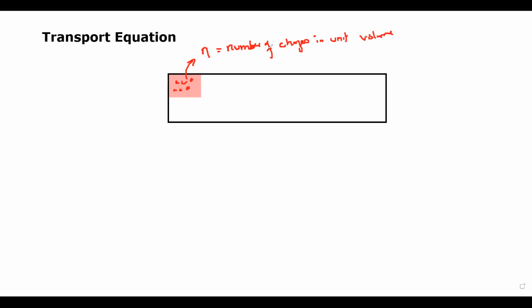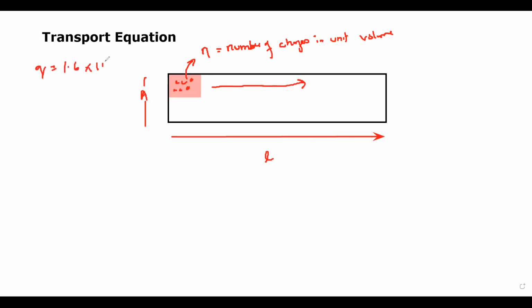So the number of charges in a unit volume is denoted by N. The length through which these charges are moving, we call L. The cross-sectional area of the wire, we call A. The charge of one electron, because electrons are the charges which are moving from one place to another, is denoted by Q, which is 1.6 into 10 to the power minus 19 coulombs.